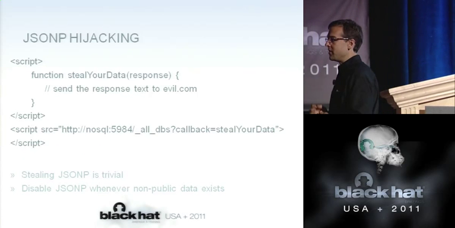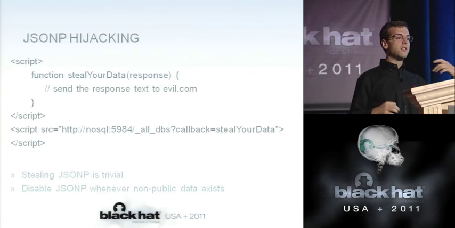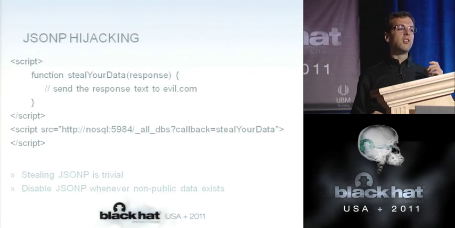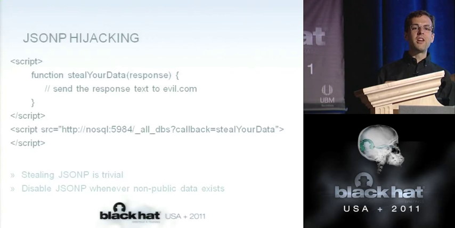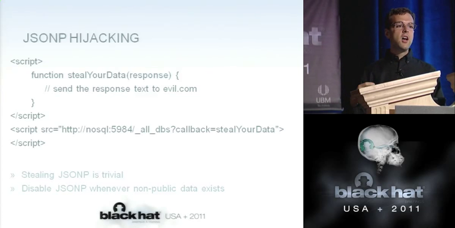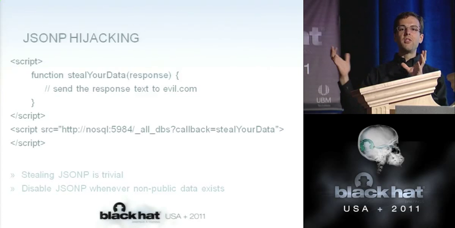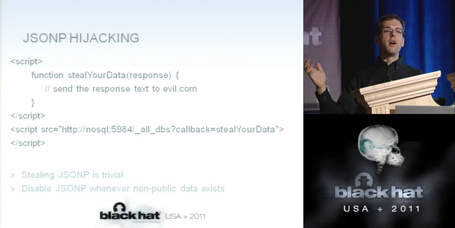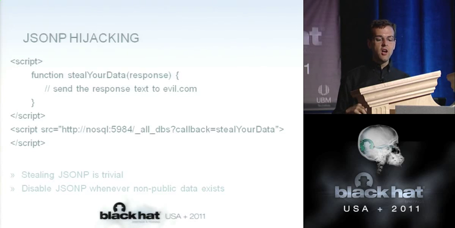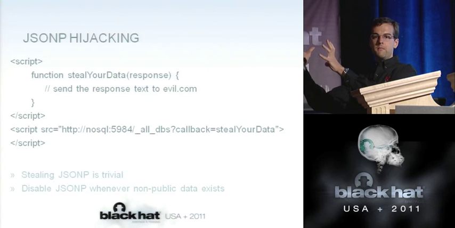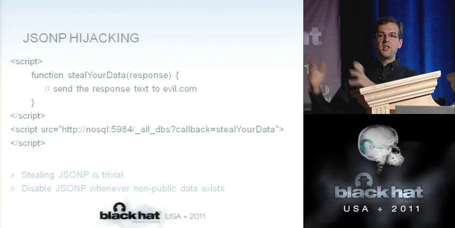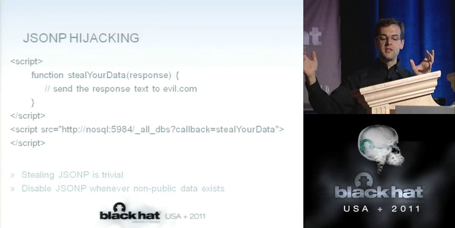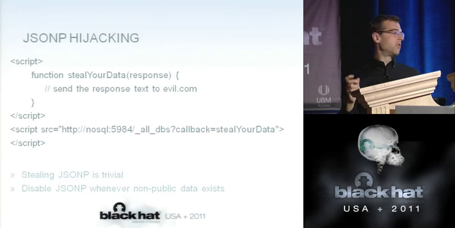unless JSON-P is involved. JSON-P, we talked about it being JSON over REST. A lot of NoSQL databases, it's usually not by default, but you can optionally turn on JSON-P. JSON-P is JSON with padding that lets you wrap the returned JSON object in a callback. So instead of saying NoSQL 5984 all DBs, give that back to me as JSON, you say NoSQL 5984 all DBs, and a callback is foo, or steal your data.